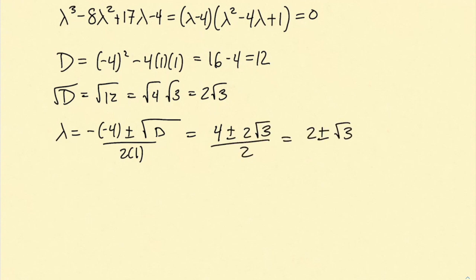So we can see that our matrix A has 3 eigenvalues. Those eigenvalues are 4, 2 plus the square root of 3, and 2 minus the square root of 3. So now that we've seen a couple of examples about how to compute the eigenvalues for a matrix, up next, we're going to talk about how to use these eigenvalues to find the eigenvectors.